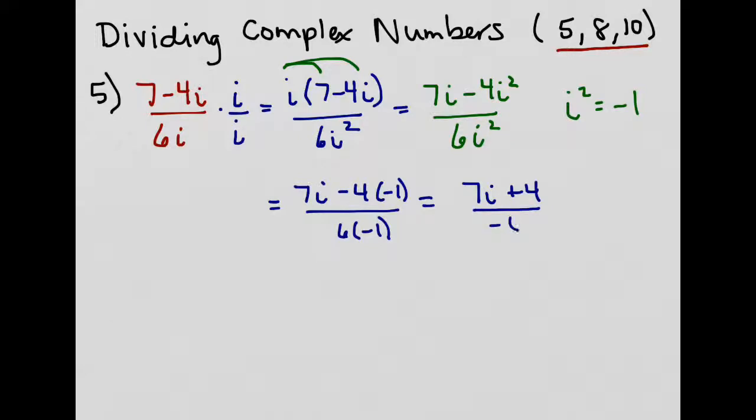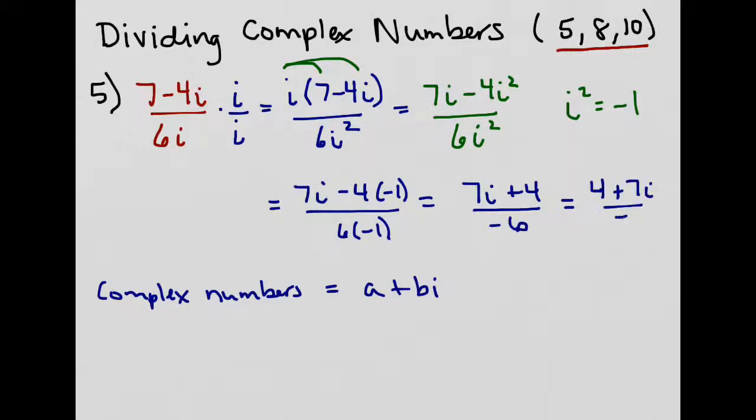over negative 6. Now remember, whenever we write a complex number, we write it in the form a plus bi, so the real portion is first. So in this case, my real portion is going to be my number. So I'm going to rewrite this like this. And now we need to break it into two pieces. So this will be 4 over negative 6. And then the second portion is the imaginary, 7 over negative 6i.